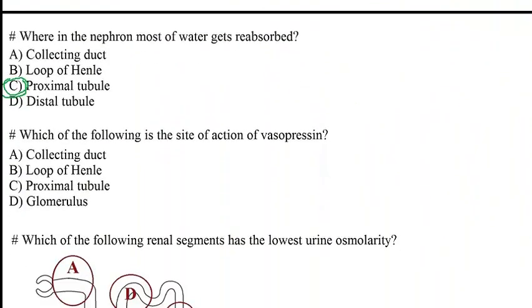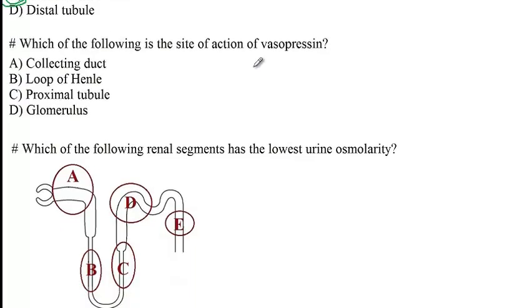Moving on to the next question. Which of the following is the site of the action of vasopressin? So we've already discussed it. Vasopressin is acting on the collecting duct. So collecting duct is the answer. Versus the parathyroid hormone and aldosterone that are acting on the distal convoluted tubule. Okay, so the site of action of vasopressin is collecting duct.